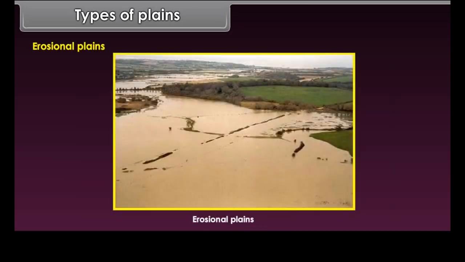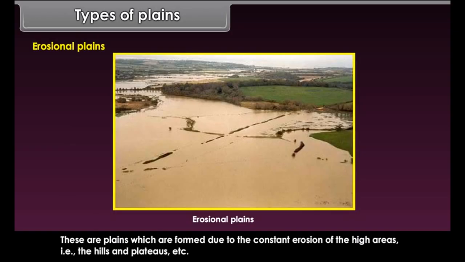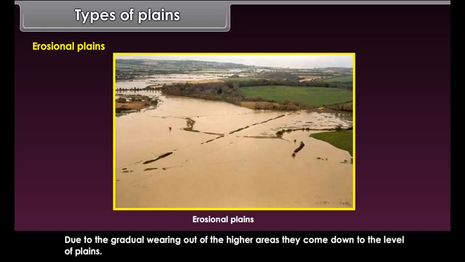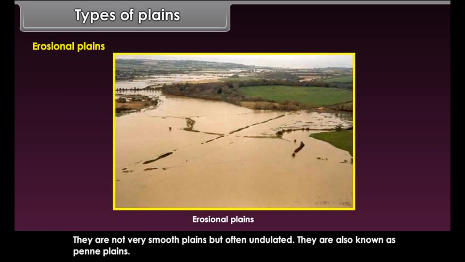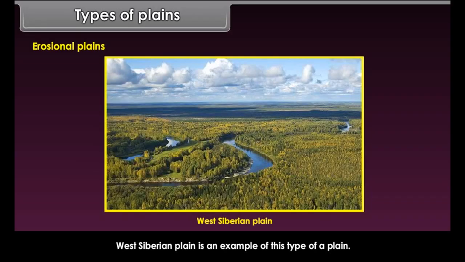Erosional plains. These are plains which are formed due to the constant erosion of the high areas, that is, the hills and plateaus, etc. Due to gradual wearing out of the higher areas, they come down to the level of plains. They are not very smooth plains but often undulated. They are also known as peneplains. West Siberian plain is an example of this type of plain.